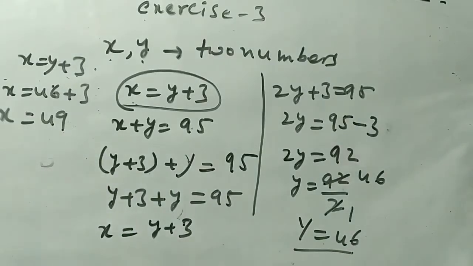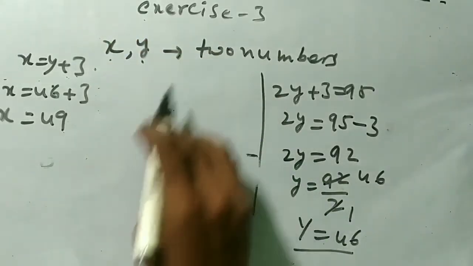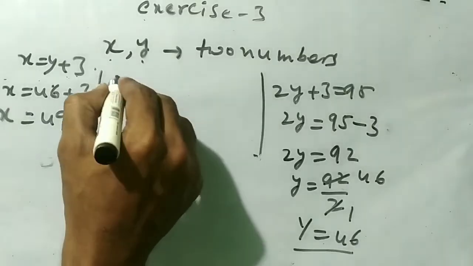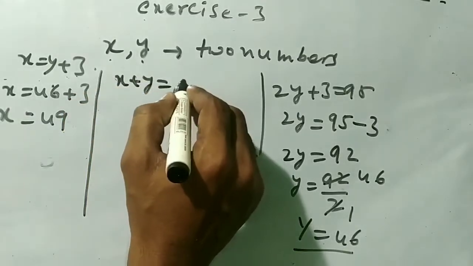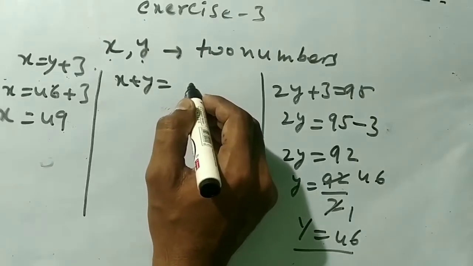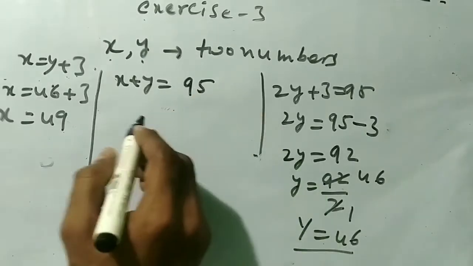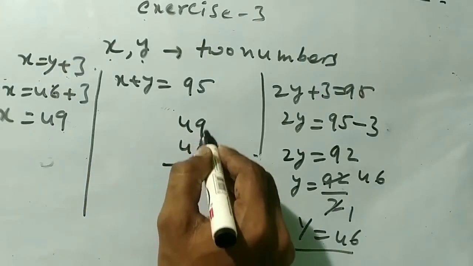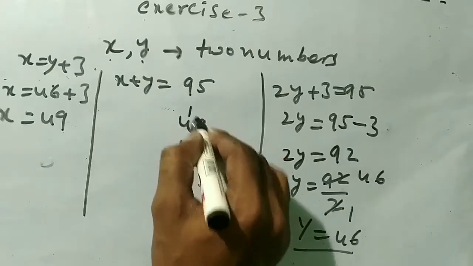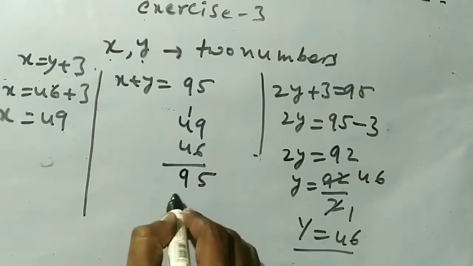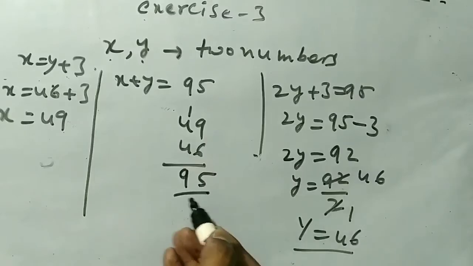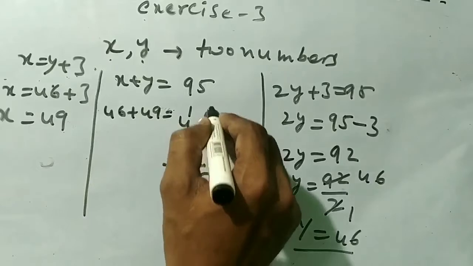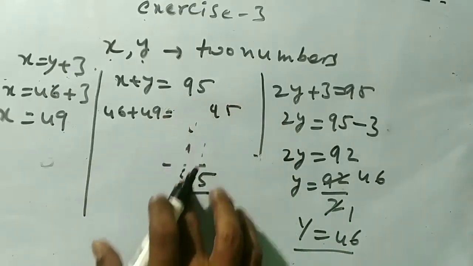Let's check whether these x and y values are correct or not. By the checking process, we can check whether the answer is correct or not. Here x plus y is equal to, what's the answer? x plus y is equal to 95. So 49 plus 46: 9 plus 6 is equal to 15, 1 carry, 4 plus 4, 8, 9. So we got x plus y is nothing but 95. Here x is equal to 46 plus 49 is equal to 95. 95 we got.